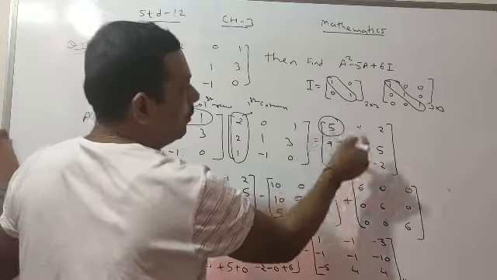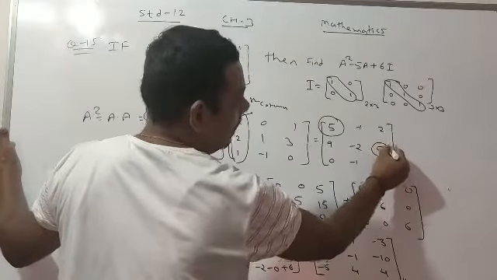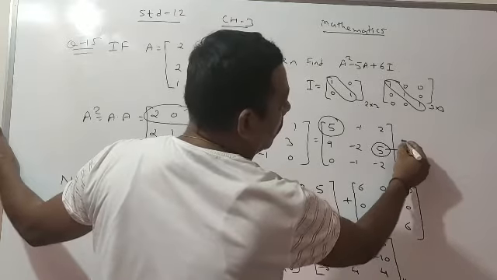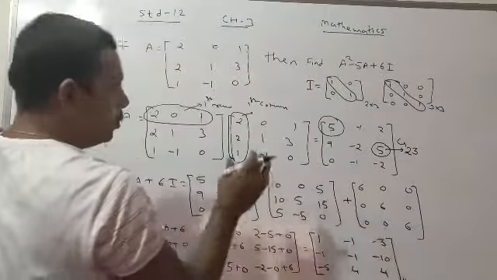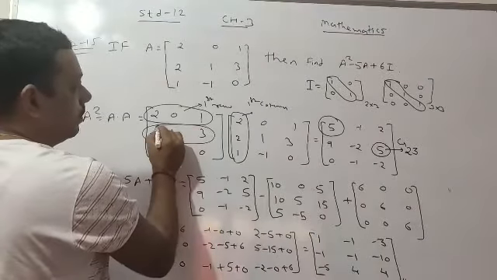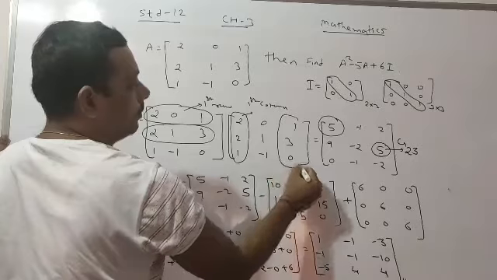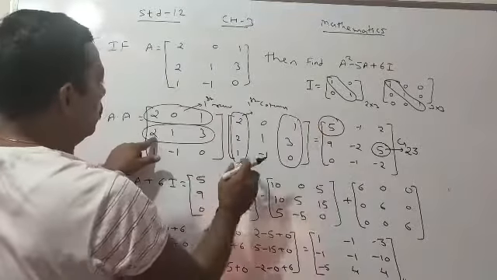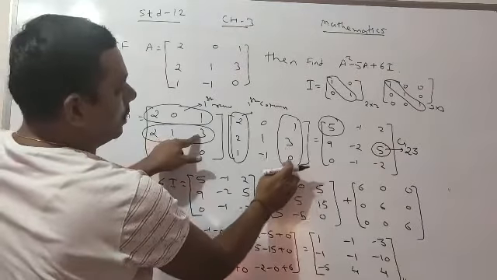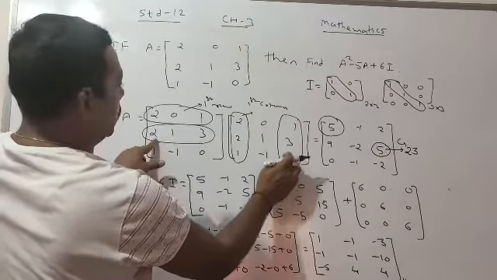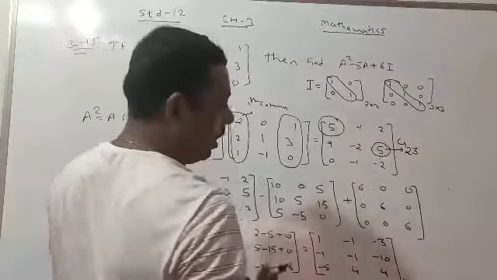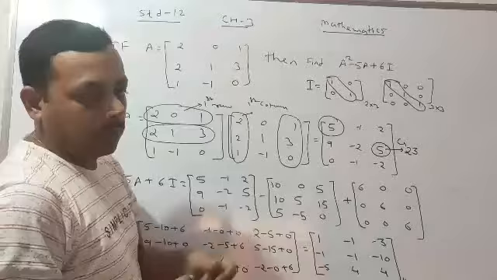Same way, suppose we wish to find this answer. Then the name of this place is second row, third column. It is A, 2, 3. So what will we do in this case? Second row and third column. See the answer. 2 ones are 2, plus 3 ones are 3, plus 3 into 0, that is 0. So 2 plus 3 plus 0, that is 5. Now is this clear? How to obtain A square?